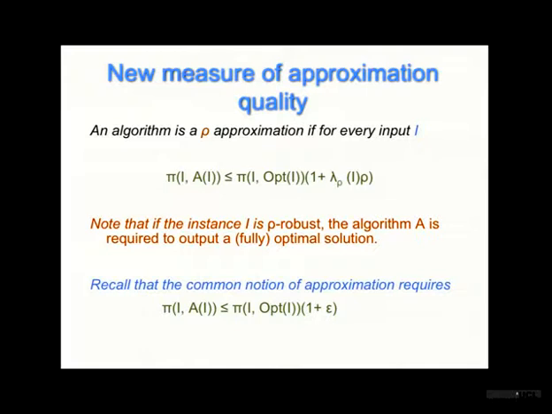Okay, so this is the comment here. Note that if the instance is raw robust, then the algorithm is required to have a fully optimal solution, because this is going to be 0. I'm just trying to make a smooth translation between the usual requirement and the requirement that I relax for robust data. I want to say for robust data, I relax the requirement, and we can get an optimal solution.